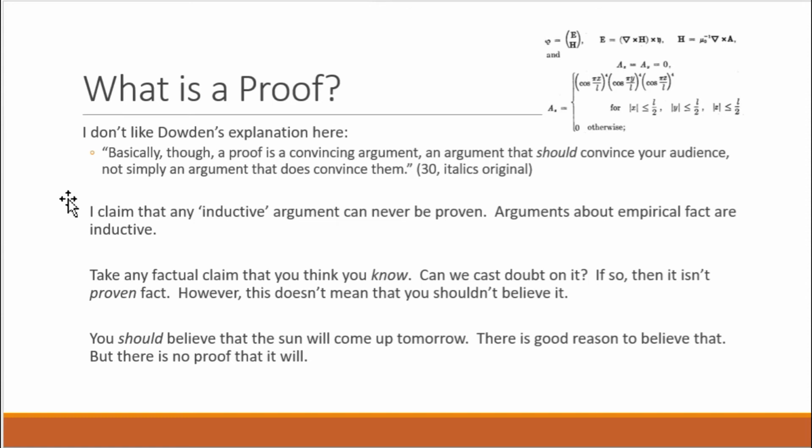But I think that Dowden is being a little too lenient here, a little too loose with his use of the word proof. Proof shows that your conclusion is true and must be true. There is no other way. Given the truth of our premises, our conclusion must be true. So you get that in math all the time. You can prove that 2 plus 2 is equal to 4. If you give a definition of 2 and a definition of 4 and a definition of addition and equality, there's no way you can logically disagree with that. It's impossible to disagree, and that's what proof means.